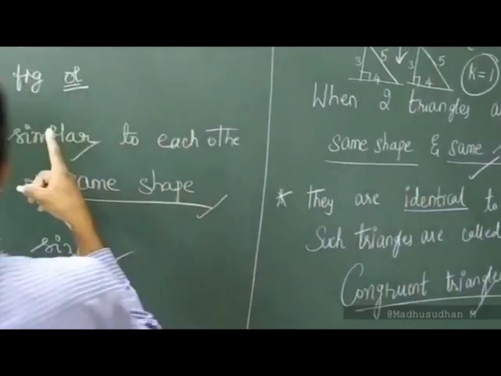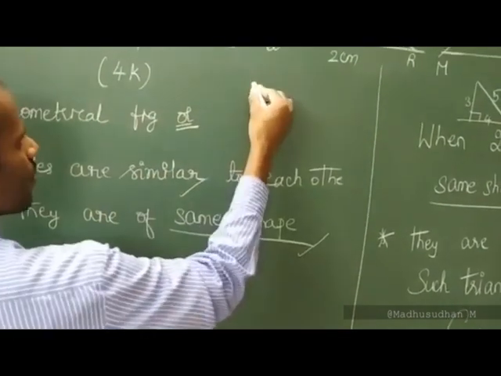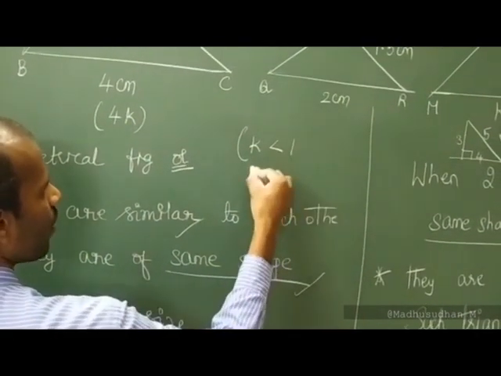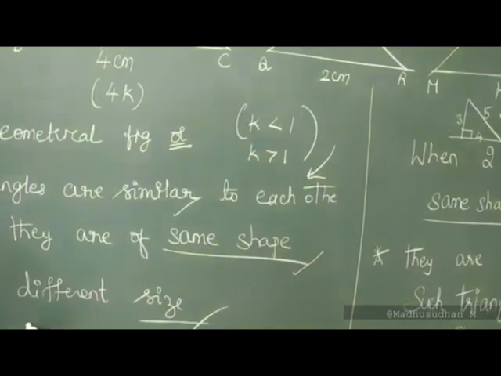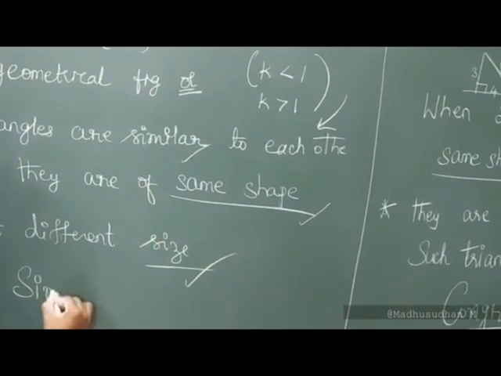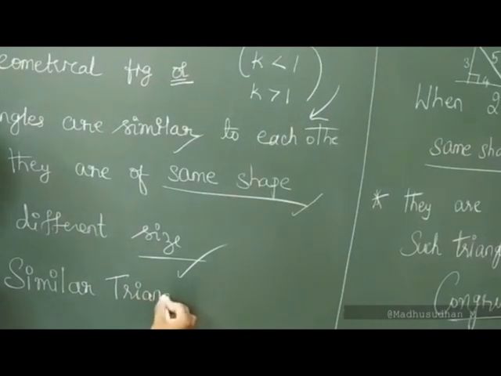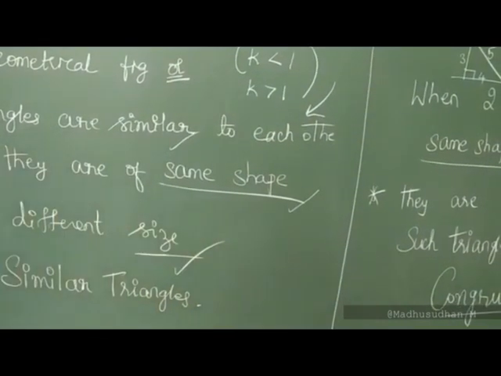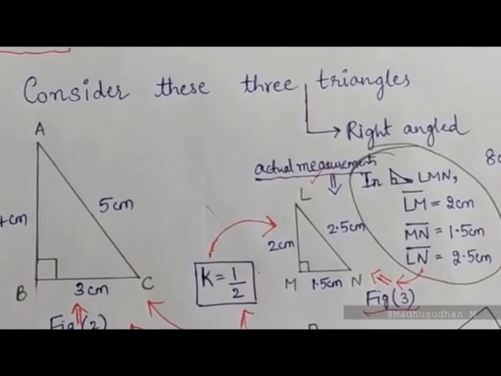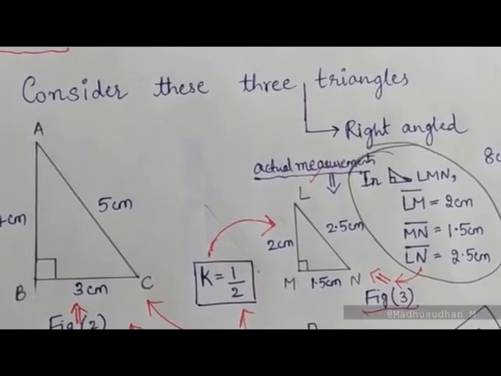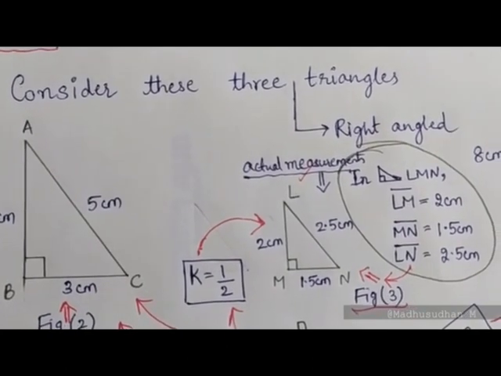But here, when k is lesser than 1 or when k is greater than 1, for this definition, these two triangles are called similar triangles. So this is Madhusudan Voice, Cordial High School, teaching 10th standard mathematics, similar triangles chapter.